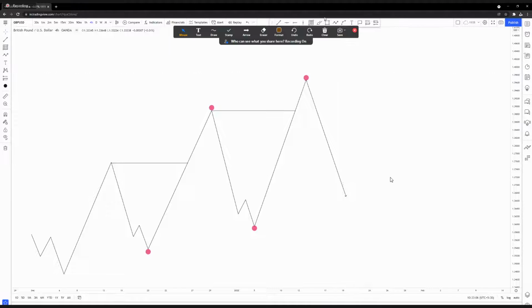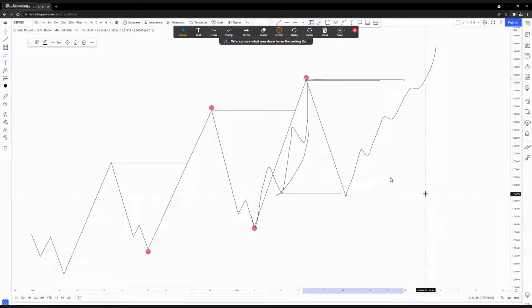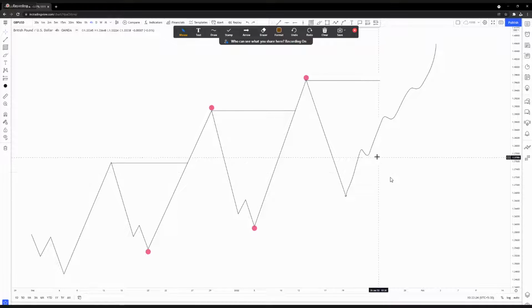So after clearing out the internal range liquidity, where can we expect price to go next? External range liquidity, right? Like this. After taking out sell stops, they will go after buy stops. So took these sell stops out, then you can expect the buy stops to get taken out. Simple.